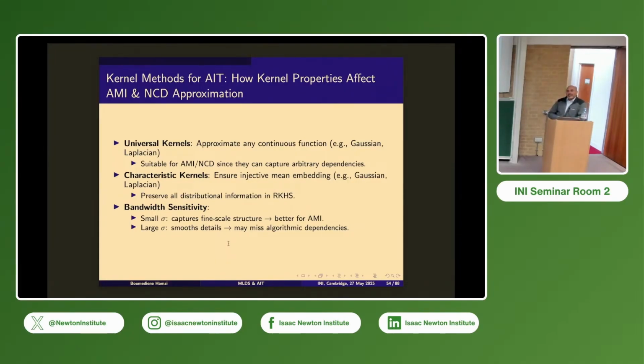Yeah, so I said at the beginning, one of the current limitations of AIT is that you cannot compute a lot of objects there. AIT is a nice theory, it characterizes a lot of things, but most of the objects there you cannot compute from data, like Kolmogorov complexity, normalized compression distance, algorithmic mutual information.